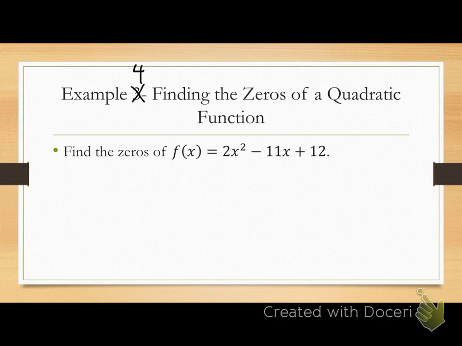Find the zeros of f of x equals 2x squared minus 11x plus 12. I'm going to let you write down this problem first, and we're going to go back and look at the previous slide. Find the zeros of f of x equals 2x squared minus 11x plus 12. What's another word for zeros? Roots or solutions. I'm just finding the solutions of this quadratic equation.